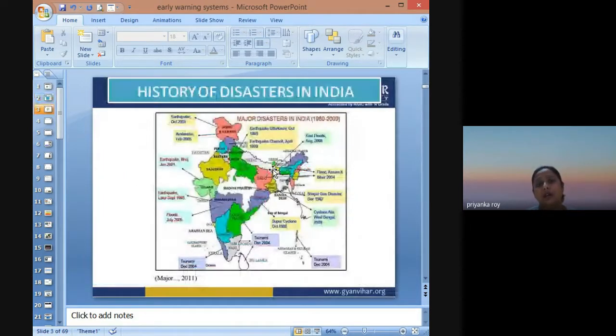Now India has a very, very age-old history of records of disasters that have been hampering the development and the peace and creating costs and grief and misery among the populations.